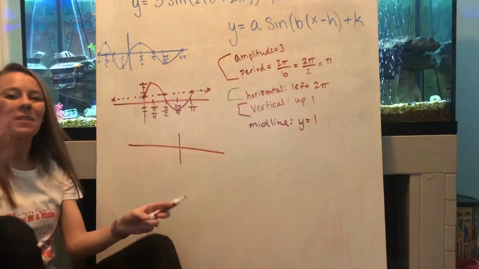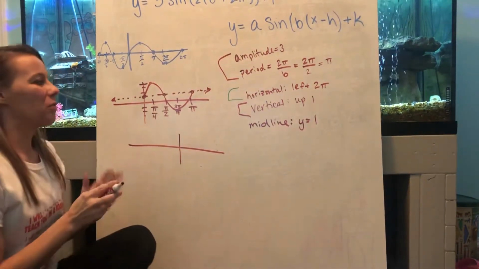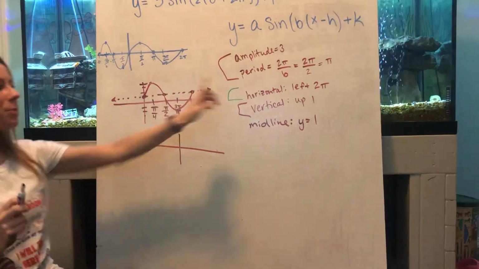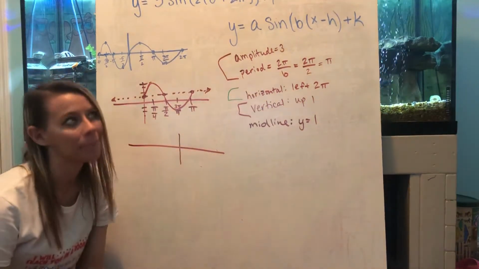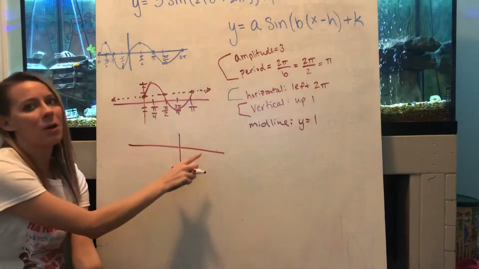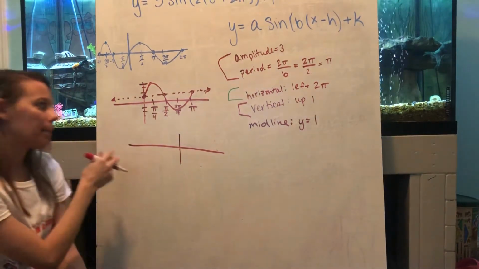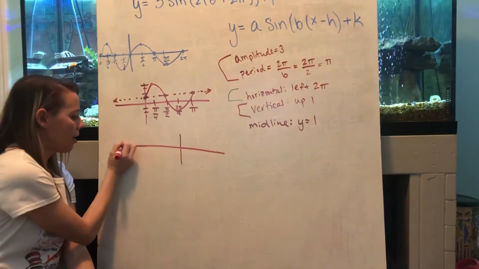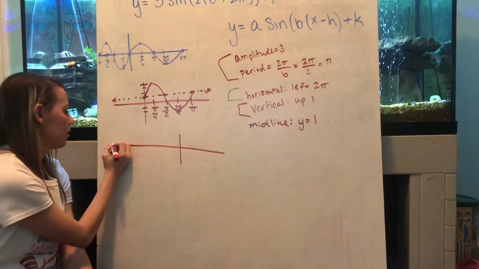Okay, video part 2. Those of you who have driven with me know my struggle with lefts and rights. We were going left 2 pi. So this is at 0. It needs to go backwards 2 pi. So this is negative 2 pi.